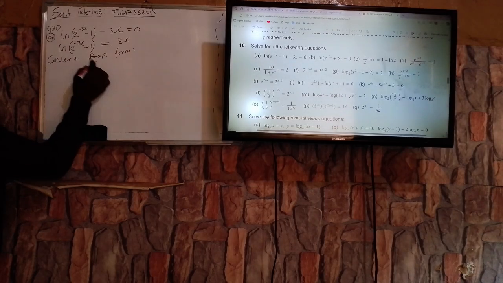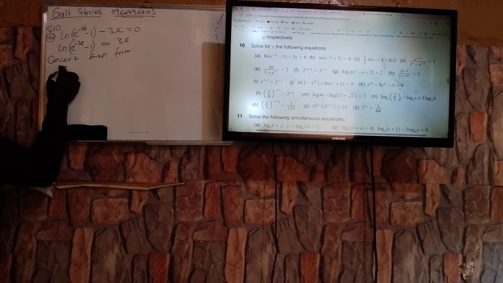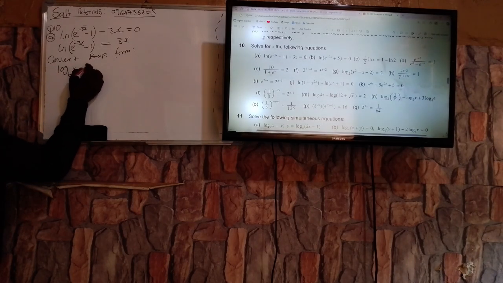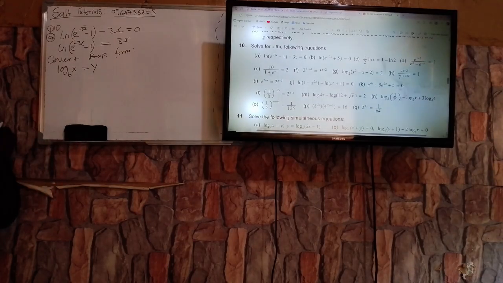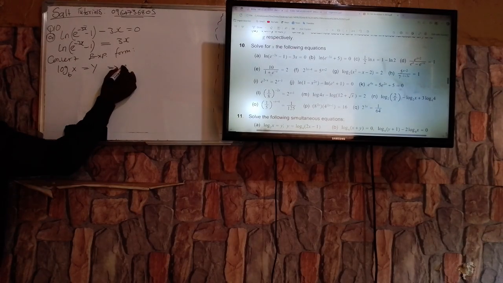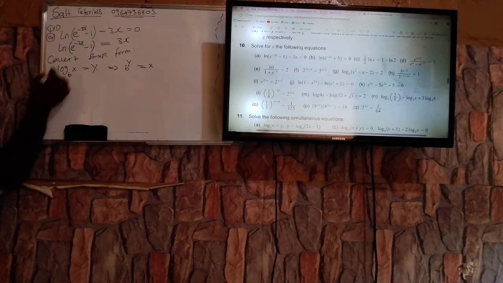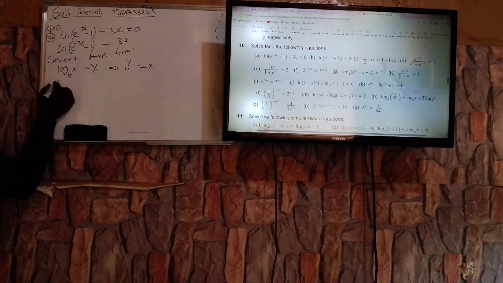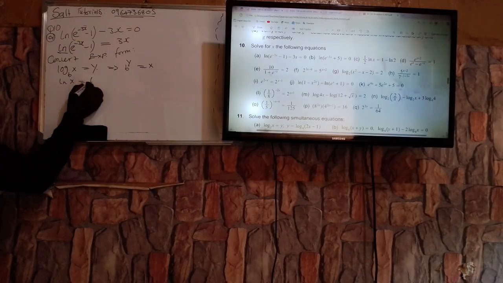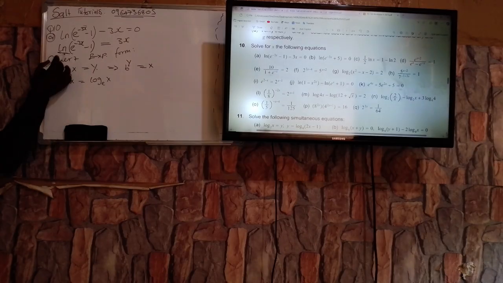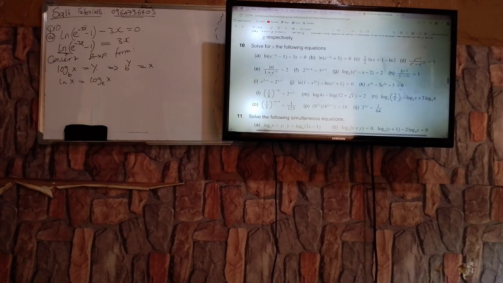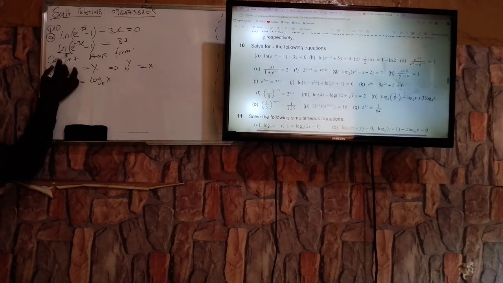Remember, for the conversion to exponential form, if we have the log of a certain base of x equal to y, this can be converted to exponential form by getting the base, raising it to the output, which is y, to be equal to the input, which is x. So what am I having here? The natural log is the same as the log of base e. So natural log of x is the same as the log of base e of x. So if I see a natural log here, I know that there is a base of e somewhere there. So converting it to exponential form, the base is e.